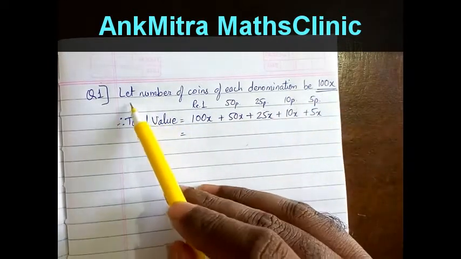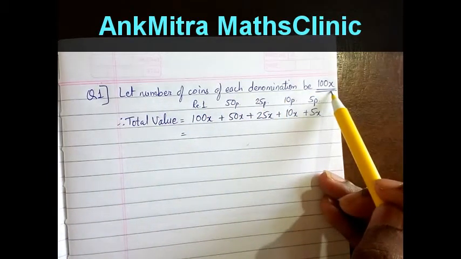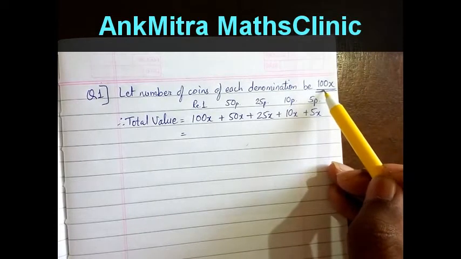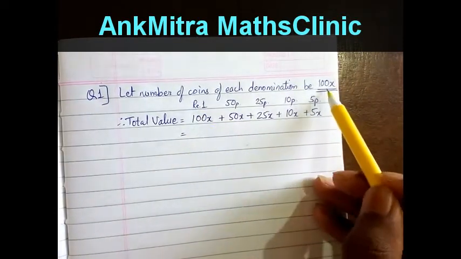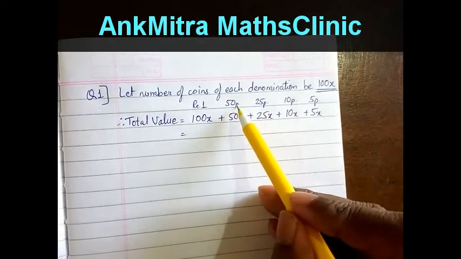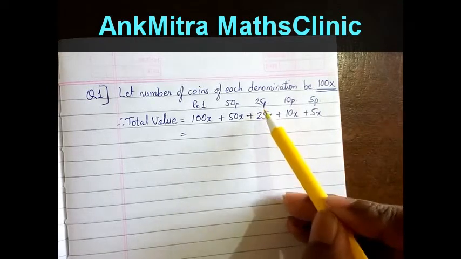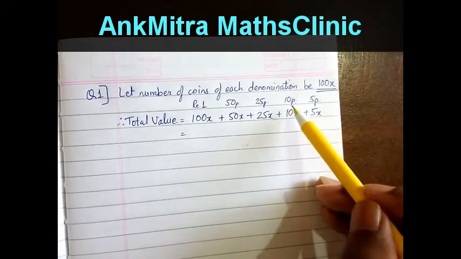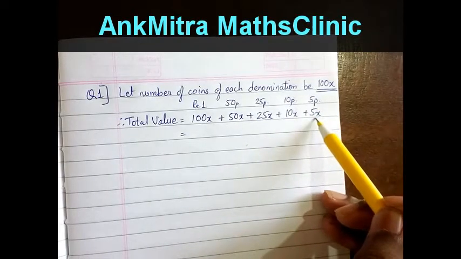So let's start with, let the number of coins of each denomination be 100x. Okay, so with 100x coins of 1 rupee, we will have the value as 100x. 100x coins of 50 paise will have the value as rupees 50x. And similarly for 25 paise coins, the value will be 25x. 10 paise coins, the value will be 10x. And 5 paise coins, the value will be 5x.